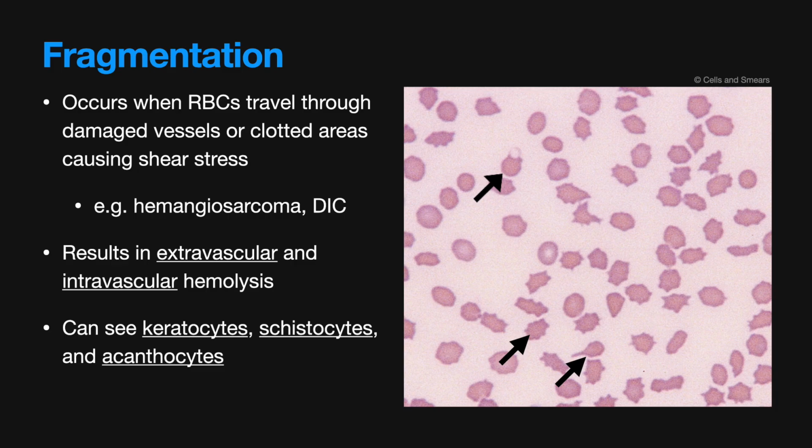Common findings include keratocytes, which have a little bubble in the membrane, schistocytes, which have an irregular or oblong shape, and acanthocytes, which have rounded projections all along the membrane.